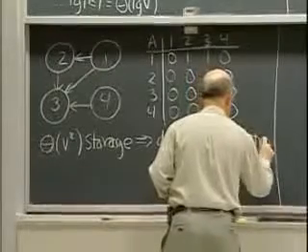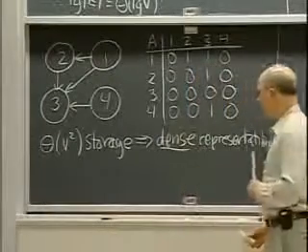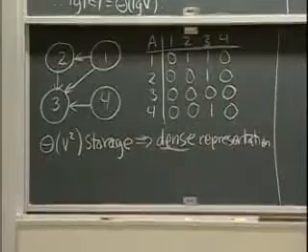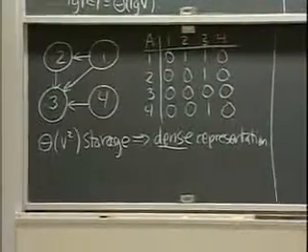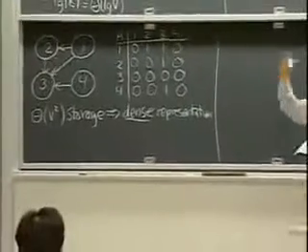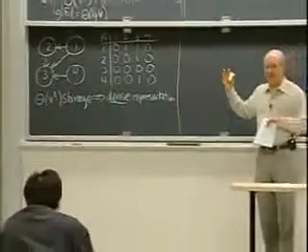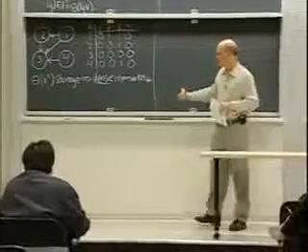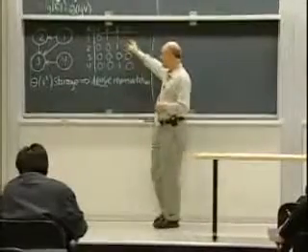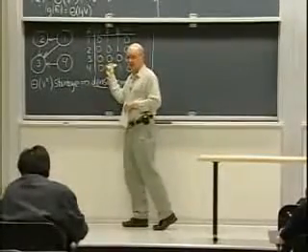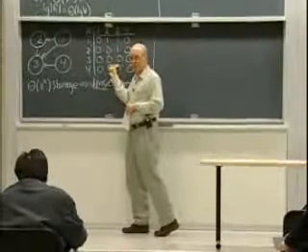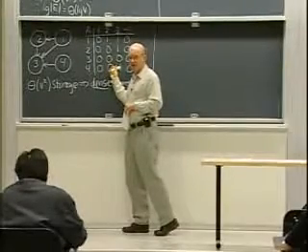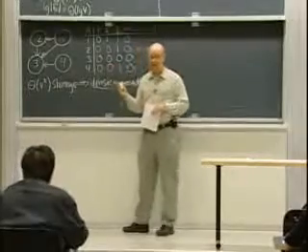Okay, it works well when the graph is dense. So the graph is dense if the number of edges is close to all of the edges possible. Then this is a good representation. But for many types of graphs, the number of edges is much less than the possible number of edges, in which case we say the graph is sparse.